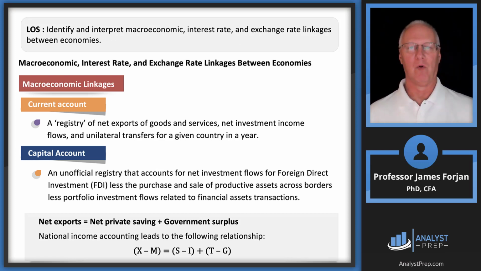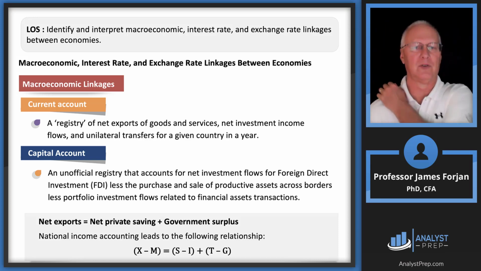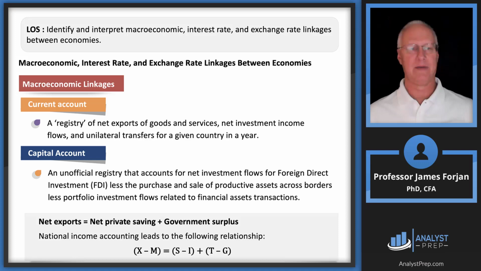All right, let's go back to level 1, where we had a conversation about how governments keep track of their debits and credits. The current account is just net exports of goods and services, net investment income, and unilateral transfers. That's probably not too big of a deal. So just remember exports and net investment income for the current account. I bet you remember that from level 1. The capital account is the investment flows, foreign direct investment, less purchases and sales of productive assets. Think of long-term assets there.